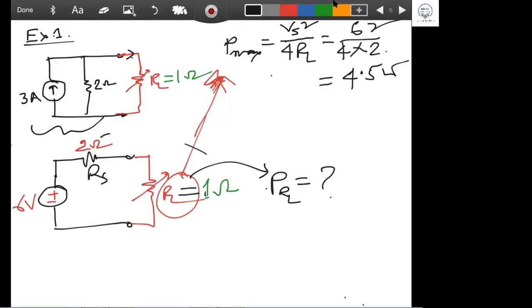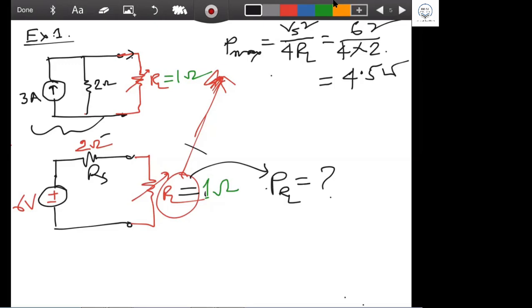Sir, 0.44. Okay, can you tell me what is the equation you use to calculate? What is the equation first? Sir, Vs square divided by (Rs plus RL) whole square into RL. Excellent, beautiful, absolutely perfect. Now you tell me what is the value of Vs? 2, sir. Vs equal to 2.